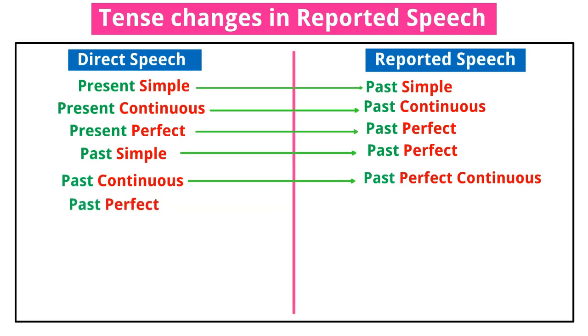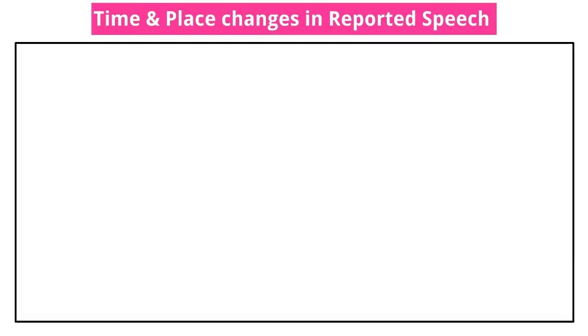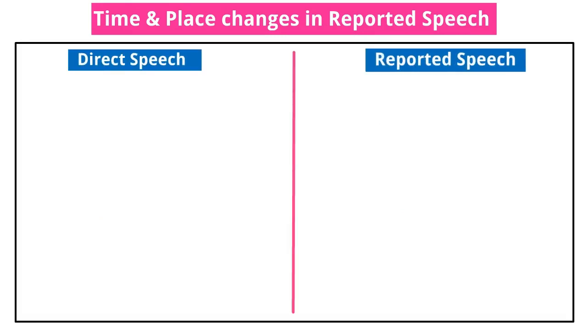The past perfect stays the past perfect. It doesn't change. For example, "I had done my homework," she said. She said that she had done her homework. Now let's move to talk about time and place changes in reported speech. Again, here we have direct speech and here we're going to have reported speech.